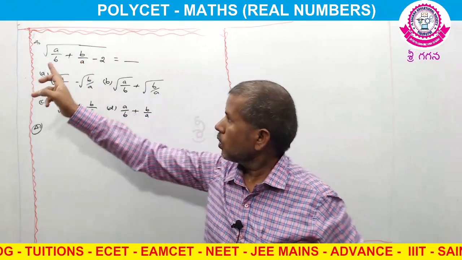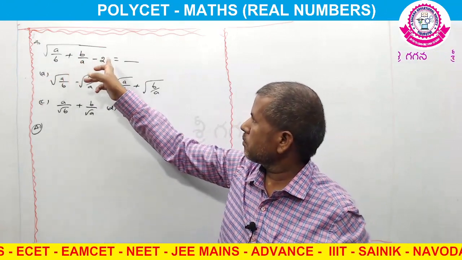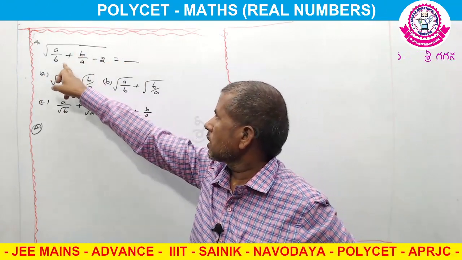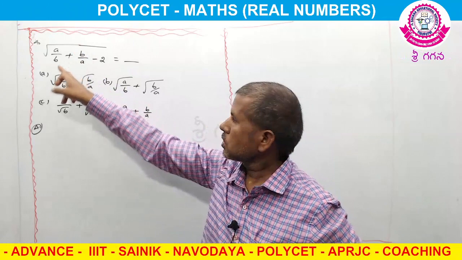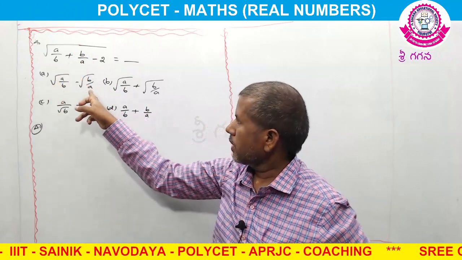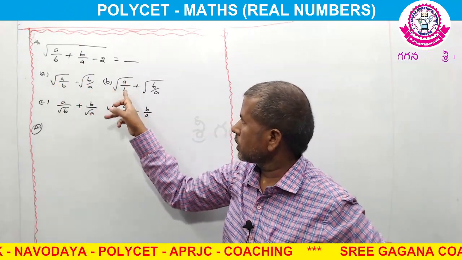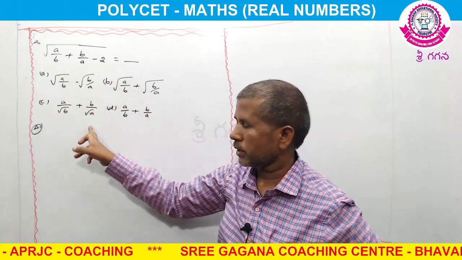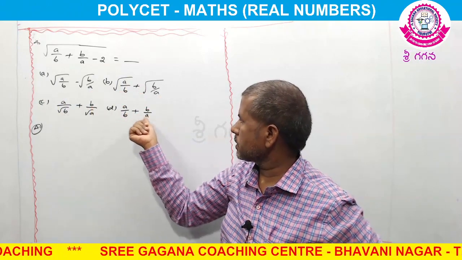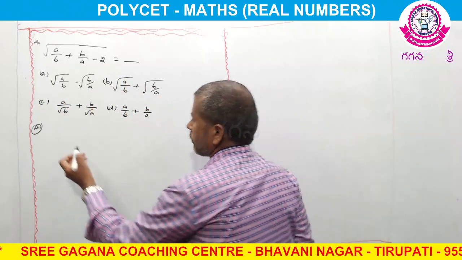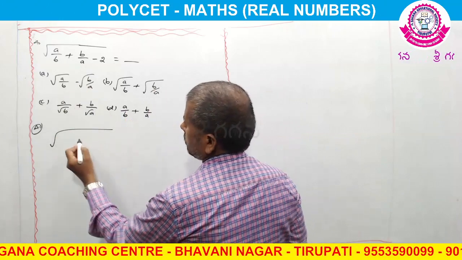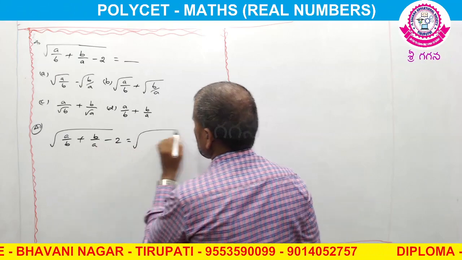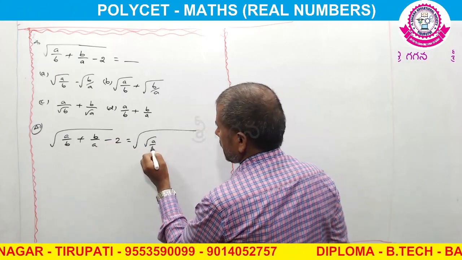Root of a by b plus b by a minus 2 equals dash. So root means we change under the root, the terms also into square numbers. The first option is root a by b minus root b by a. The second option is root a by b plus root b by a. The third option is a by root b plus b by root a. The fourth option is a by b plus b by a. Which of the following? So the given problem is converted into square roots. So a by b plus b by a minus 2, write as root of a by b, meaning root a by b whole squared.